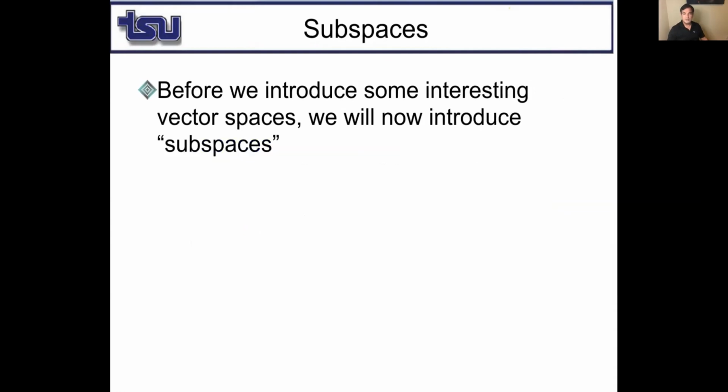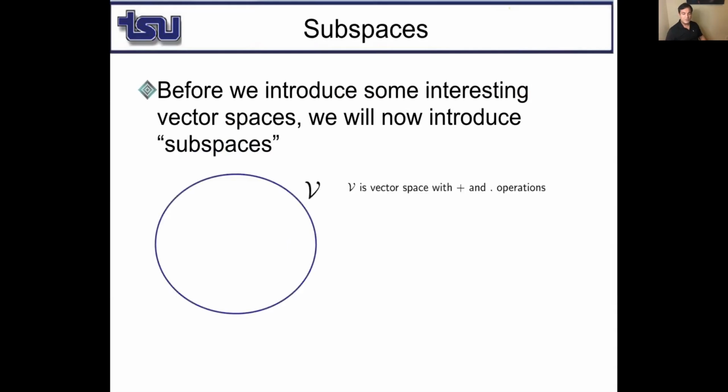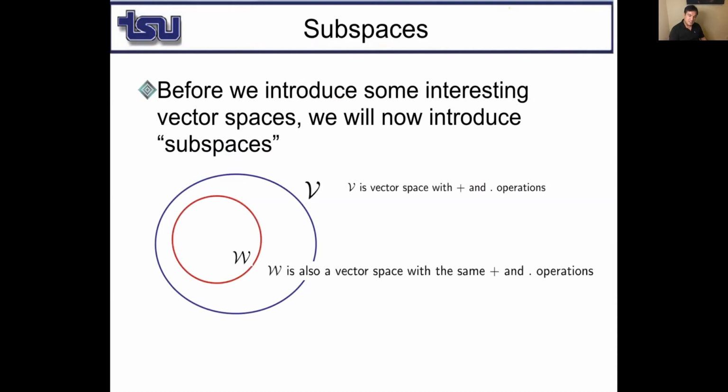So let's see what a subspace is. Before we can introduce some interesting vector spaces, first I want to introduce the concept of subspaces. Well, what was a vector space? A vector space was nothing but a set, right? But of course, a set with certain vector addition and scalar multiplication operations. Similarly, if we have a subset of this set, let's call it W, W is a subset of V. If W is also a vector space with the same vector addition and the same scalar multiplication operations, then W is a subspace. So W is a subset of V, and W has exactly the same addition and scalar multiplication operations as V.